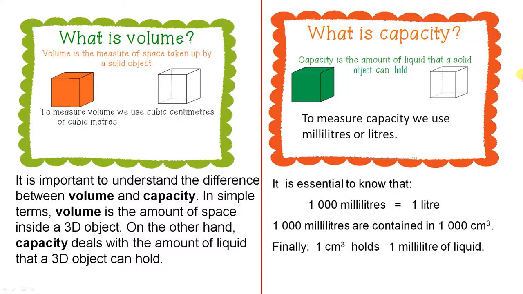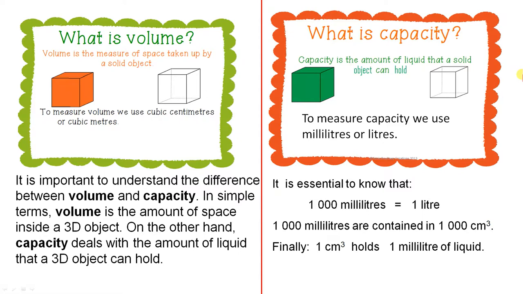What is volume? Volume is the measure of space taken up by a solid object. To measure volume, we use cubic centimetres or cubic metres. It is important to understand the difference between volume and capacity. In simple terms, volume is the amount of space inside a 3D object. On the other hand, capacity deals with the amount of liquid that a 3D object can hold.